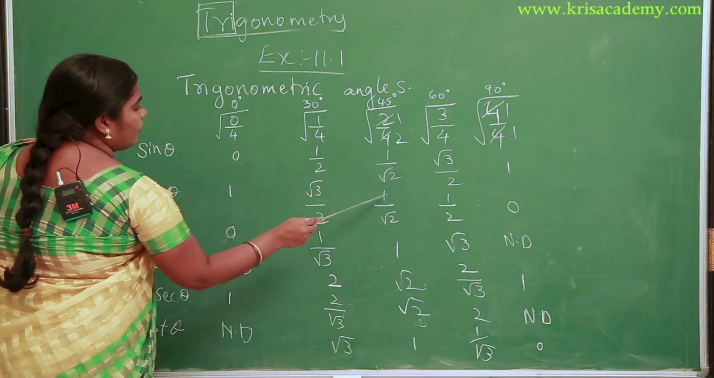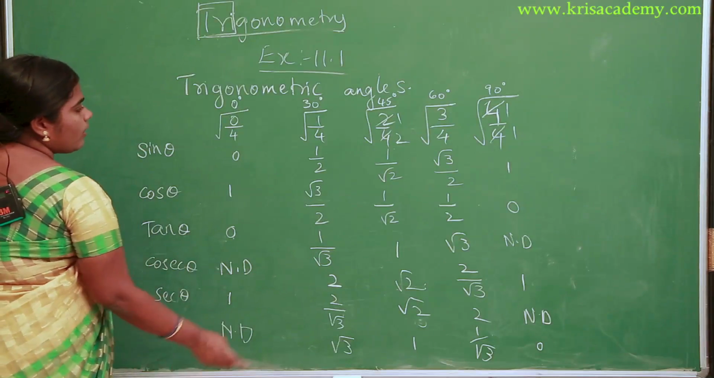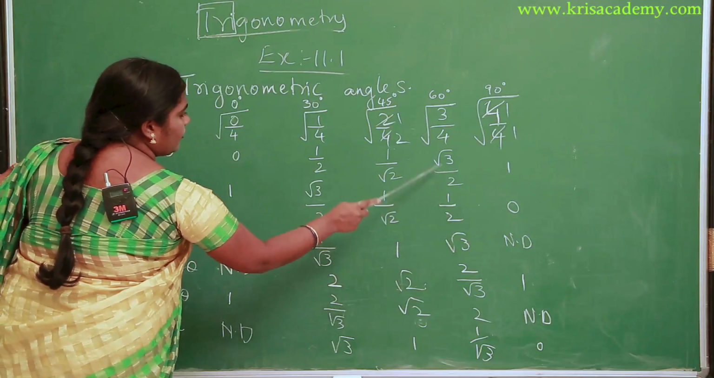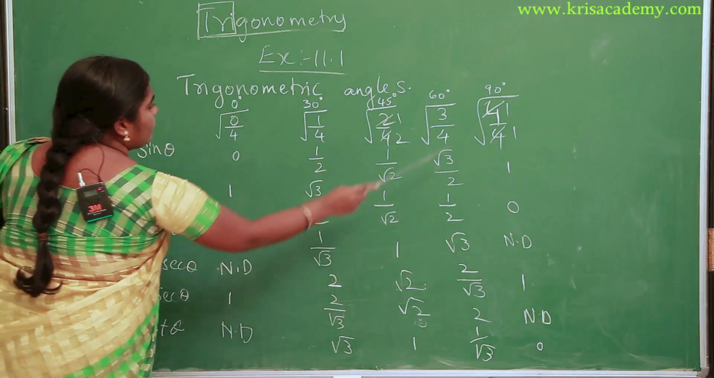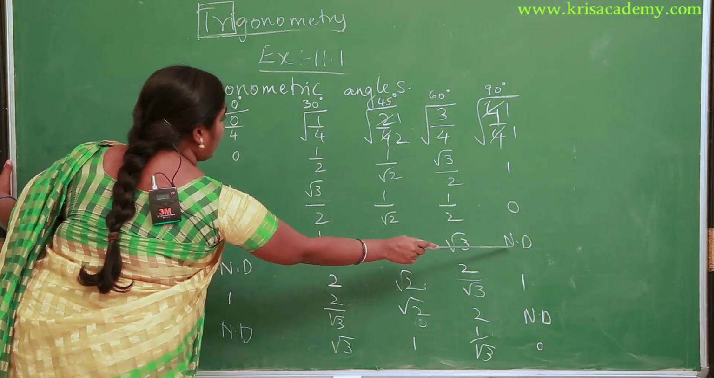Tan 45, both 1 by root 2, 1 by root 2 will get cancelled. So tan 45 is 1. Tan 60 degrees, the denominator 2s will get cancelled, and only the numerator root 3 will remain. So tan 60 is root 3. Tan 90, 1 by 0 is not defined. ND is nothing but not defined.